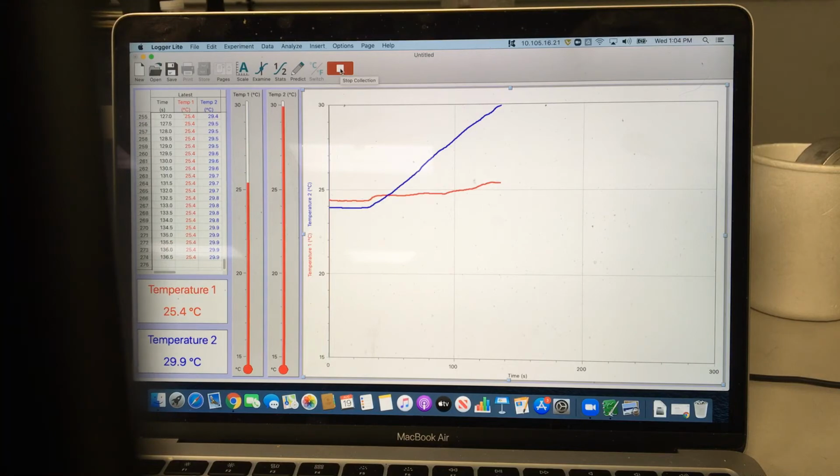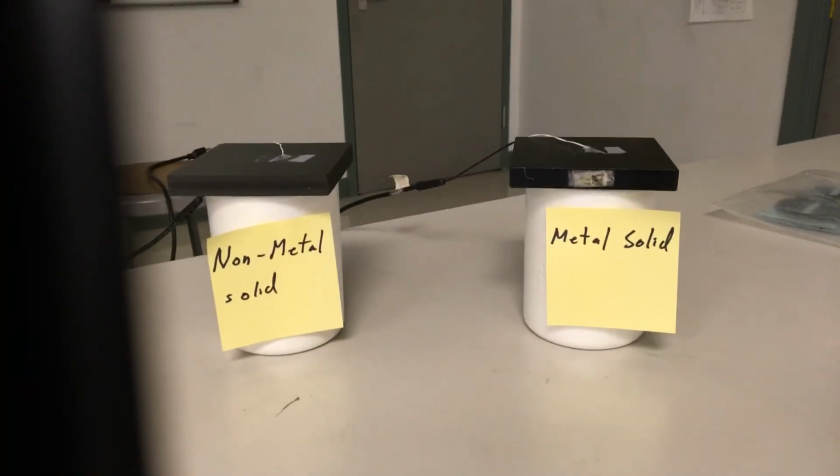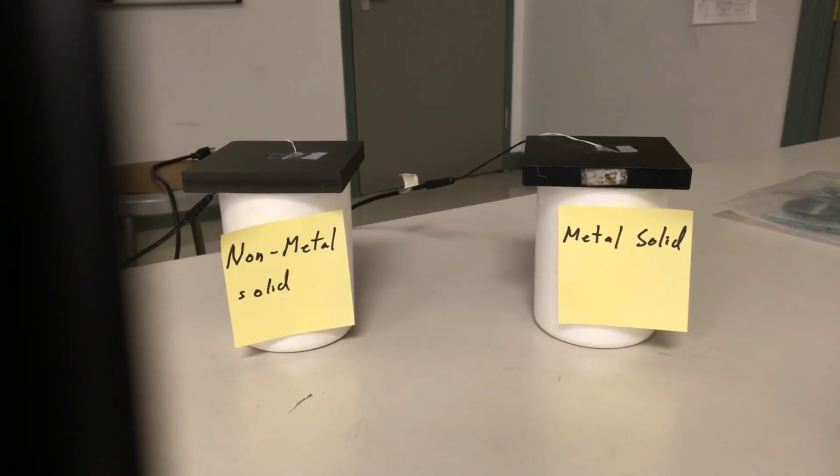So I'm going to go ahead and pull off this. You can see both of those thermometers are heating up. And we'll go right here. And again, guys, this is just an example of another part of conduction. Conduction is how heat travels through solids.